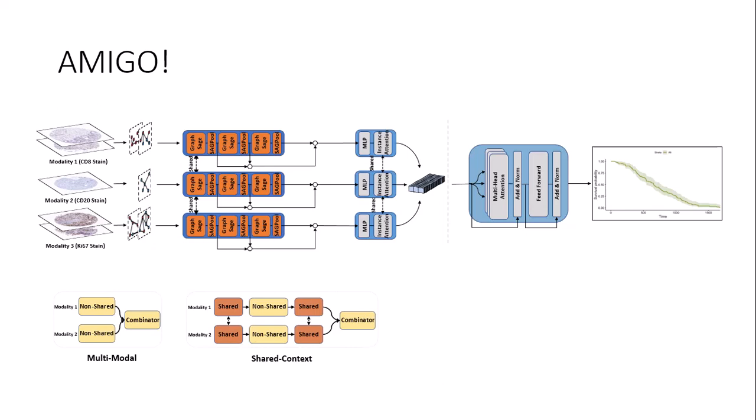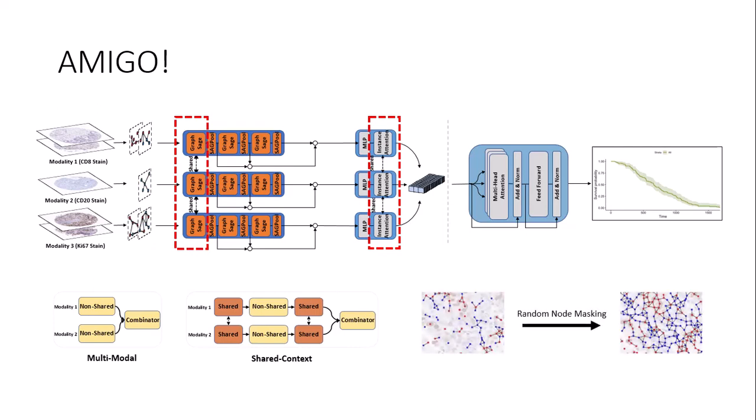The shared units can be seen at these parts of the network. The second design choice is using sparse processing. More specifically, we apply a masking operation over the nodes to reduce the number of nodes and also edges in the graph for more efficient processing.